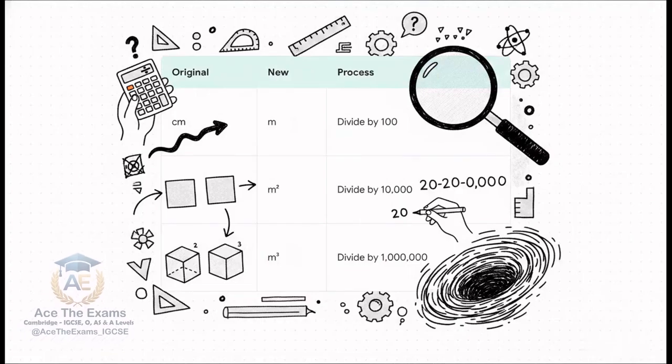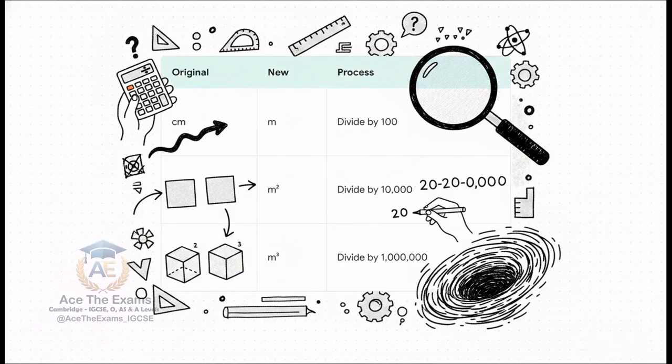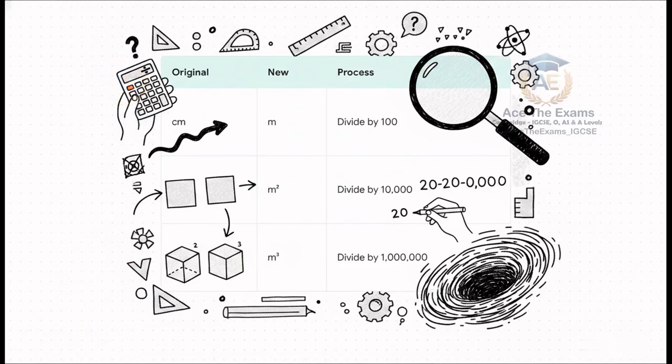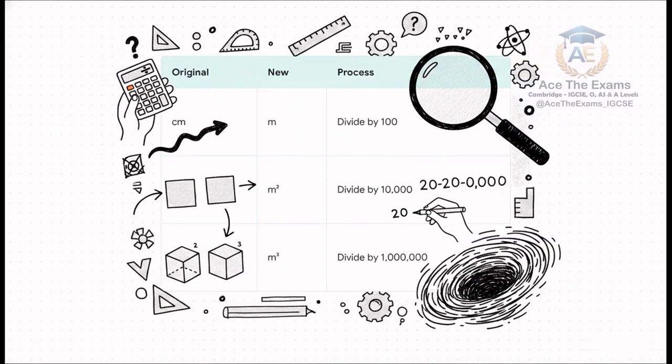Here is the resolution to that trap. Linear conversions are simple, right? To get from centimeters to meters, you just divide by 100. But area and volume? Wildly different. Because area is squared, converting square centimeters to square meters means dividing by 100 squared. That's 10,000. And for volume, which is cubed, there's no way around it. You have to divide by a massive 1 million.